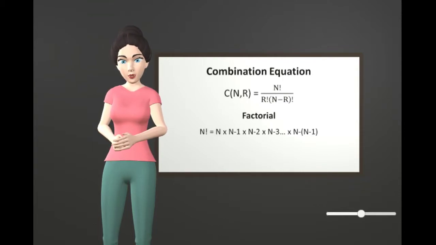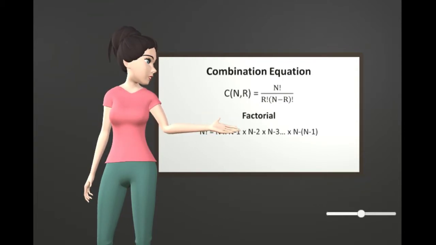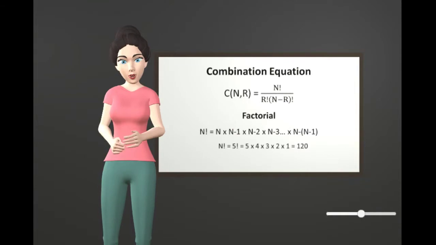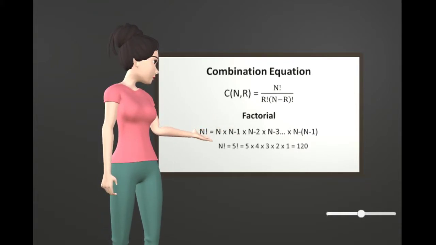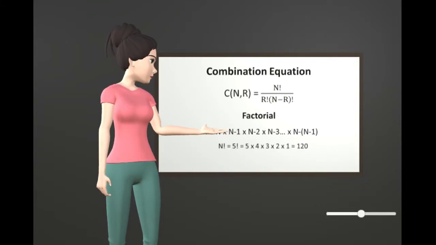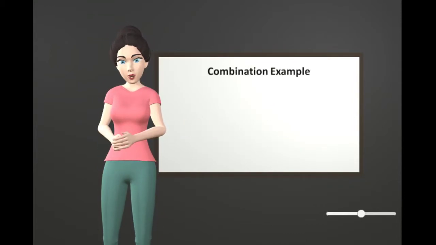This equation includes a factorial symbol, indicated by an exclamation point. This factorial symbol means multiply the number before the exclamation mark times the number minus 1, then times the number minus 2, and so on down to 1. For example, 5 factorial equals 5 times 4 times 3 times 2 times 1, which equals 120. Now, let's finish finding the number of combinations that can occur for 2 successes in 5 trials.